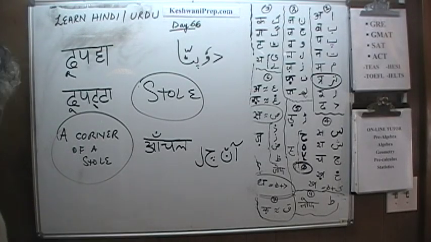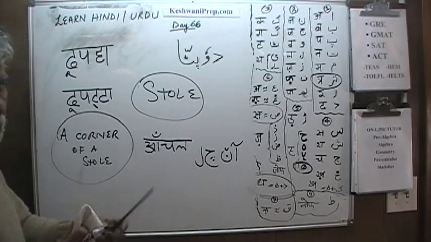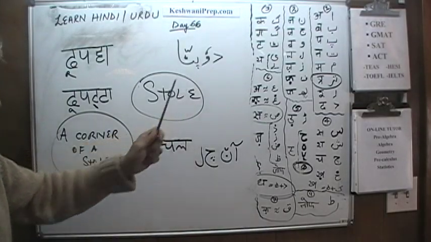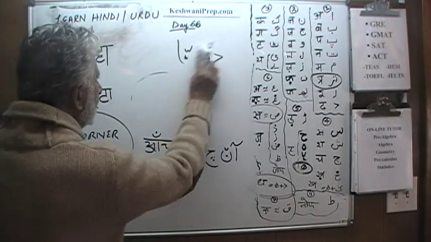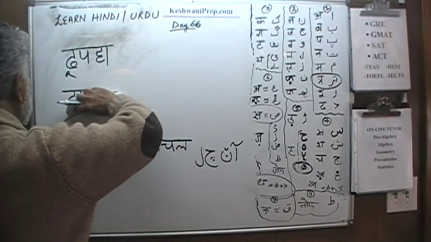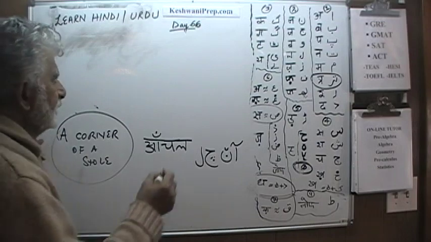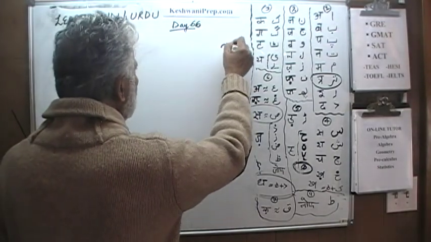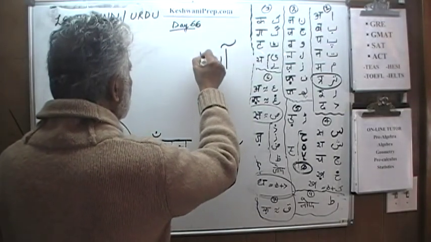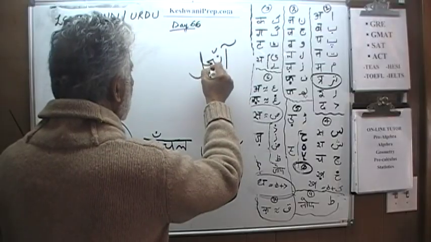Let's put this together here. We know we don't need dupatta. The word dupatta does not appear in the song. We just learned the word dupatta for the hell of it. Let's write aanchal. Aanchal. Voila.